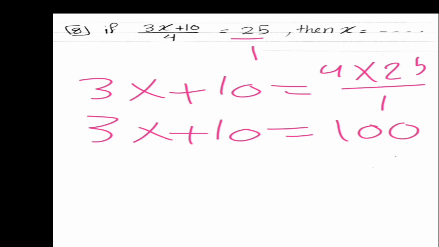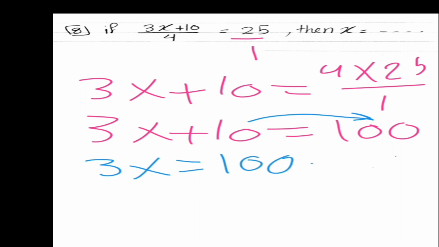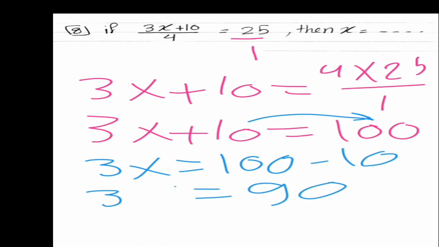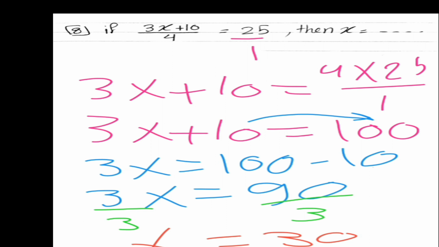So here we need only x. So first we will move 10 from this side to the other side by minus. So 3x will be 100 minus 10, which equals 90. So 3x equals 90. And then we will cancel 3, or we divide by 3 on both sides. So x will be equal to 30. So the value of x will be 30.